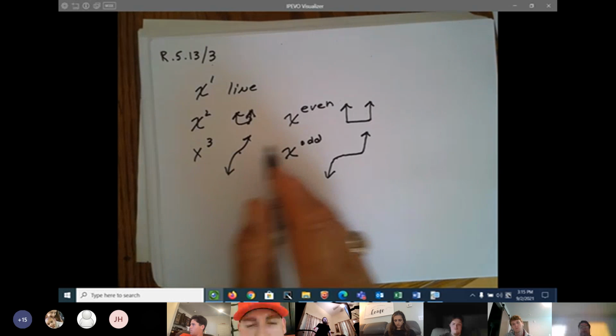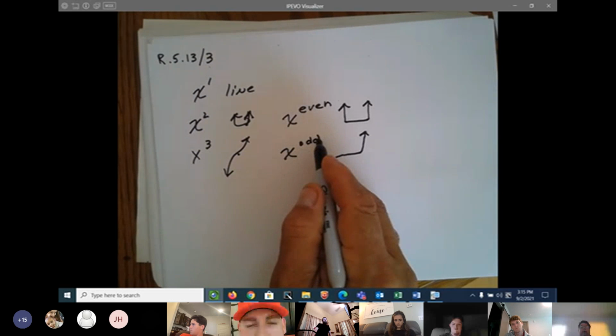Versus this one right here. The higher the power, the more this middle section starts to flatten out.